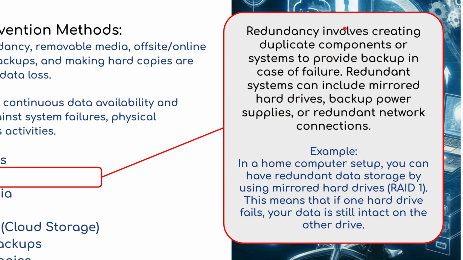Now redundancy involves creating duplicate components of systems to provide backups in case of failure. Redundant systems can include mirrored hard drives, backup power supplies, or redundant network connections. In home computer systems, you can have redundant data storage by using mirrored hard drives, something called RAID 1. This means that if one hard drive fails, your data is still intact on the other drive.